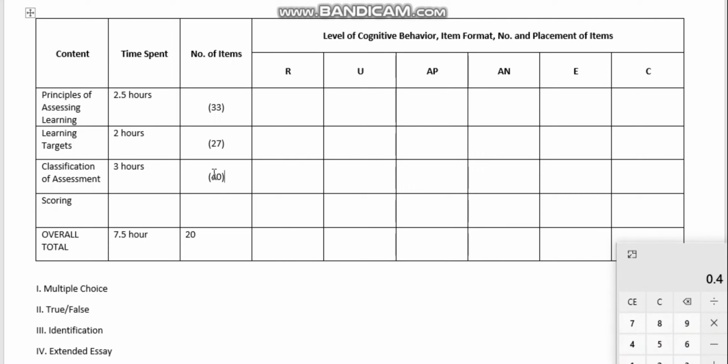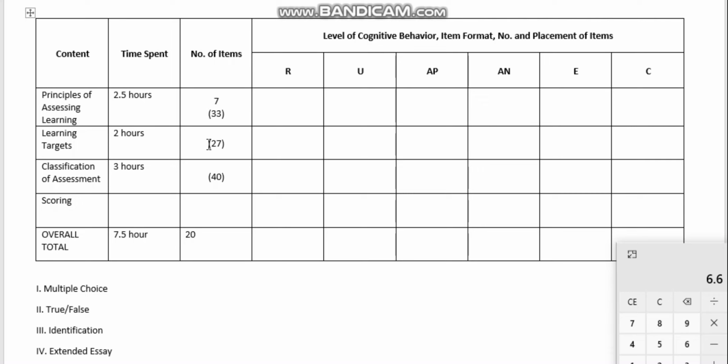Now let us determine the number of items given this percent or weight. Since we want a 20 item test, we multiply the desired number of items by the percent of each content. So we have 33%, in decimal that is 0.33, times 20, that is equal to 6.6. Let's round this up, so that is 7.